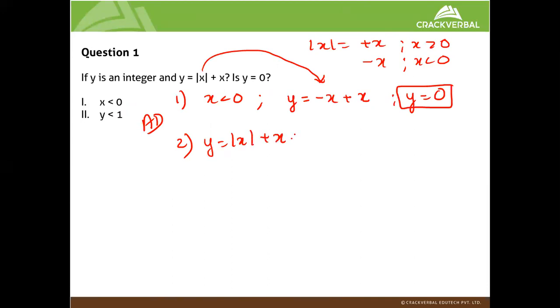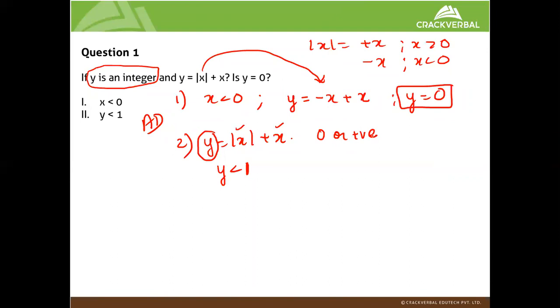Now think logically, right? They're telling me y is an integer. And they've also told me from the second statement that y is less than 1. Now, if y is equal to mod of x plus x, whatever value you choose for x, whether it's positive, negative, positive fractions or negative fractions, the value of y will always be either 0 or positive. Think about it. I'm analyzing here.